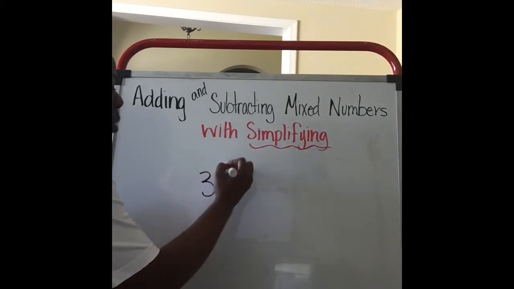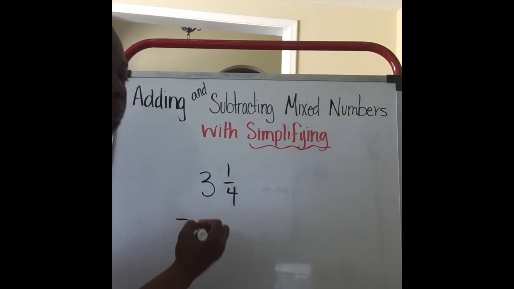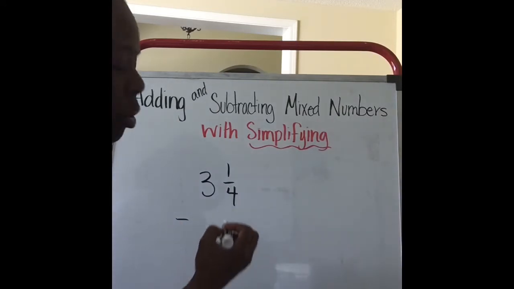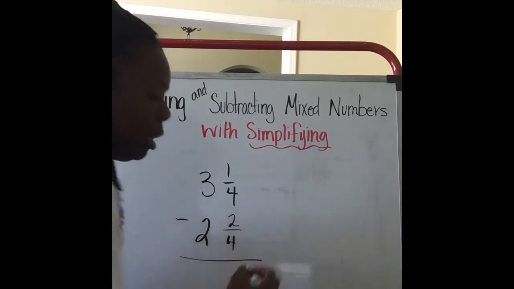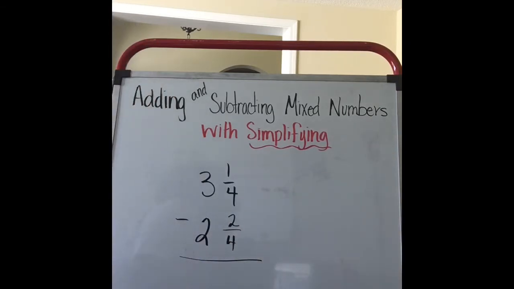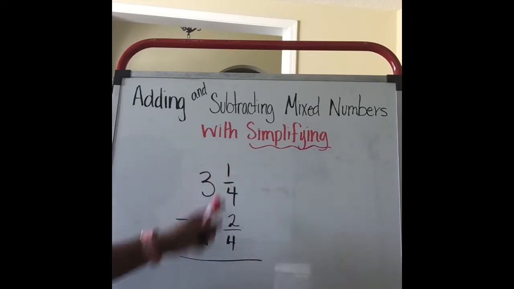3 1/4 minus 2 2/4. And if you're looking in your packet, this is the example on page 189, okay? So we know we need to subtract our fractions first. And I have 1/4 minus 2/4. I can't do that, right? I don't have enough pieces to subtract. So I'm going to need to get some more pieces.